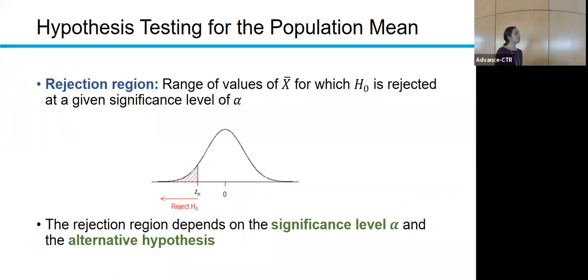Another way of conducting a hypothesis test, aside from using these confidence intervals, is called the critical value method, and it basically involves determining a rejection region. In the case that we're examining with these population means, the rejection region is the range of values for the sample mean that you've estimated for which you're going to be rejecting the null at a given level of alpha, so at a given significance level.